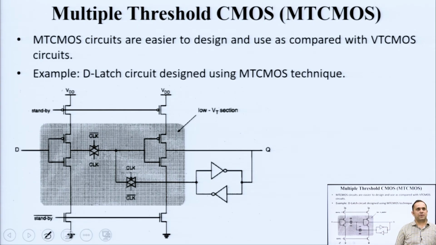And this is one example of a D latch circuit, which you can see. So, this is your low VT section. Okay. This is a simple D latch circuit. When we did sequential CMOS design, we have seen how a D latch works and how it can be implemented in CMOS.